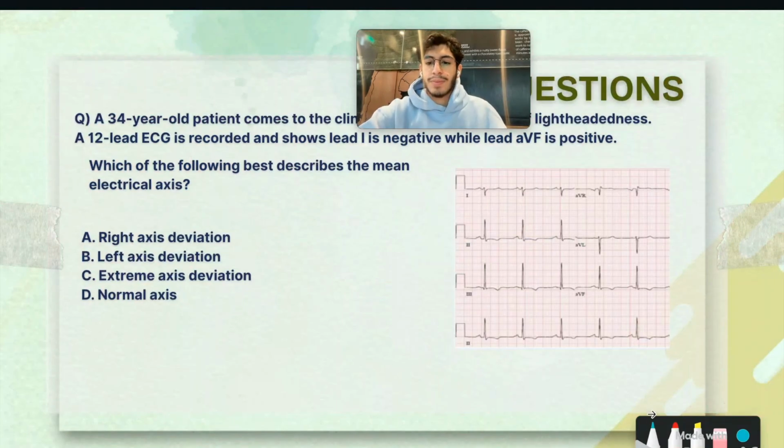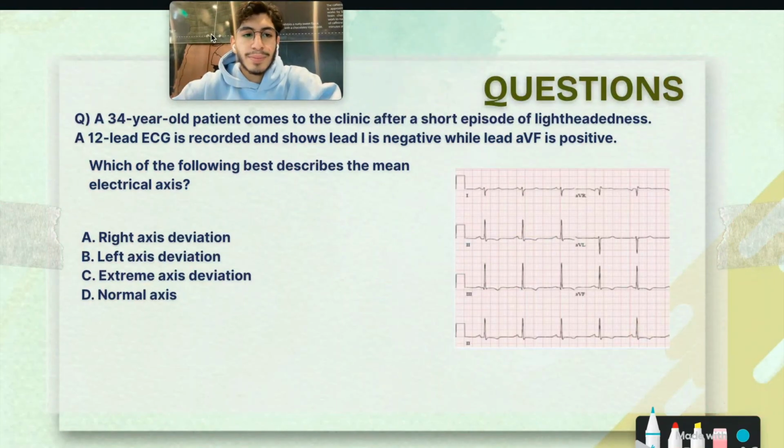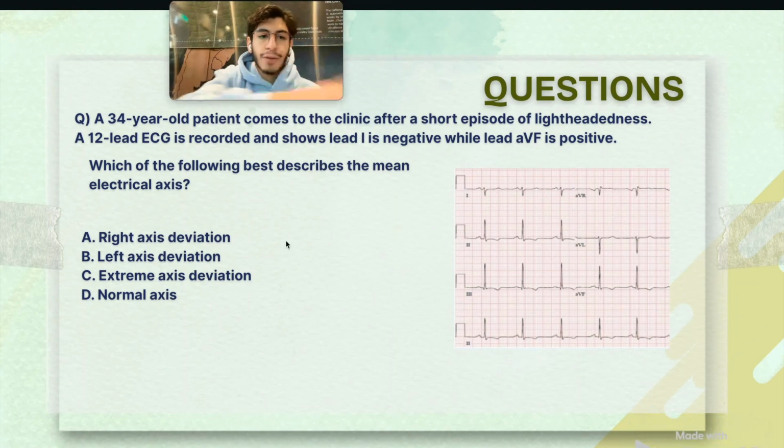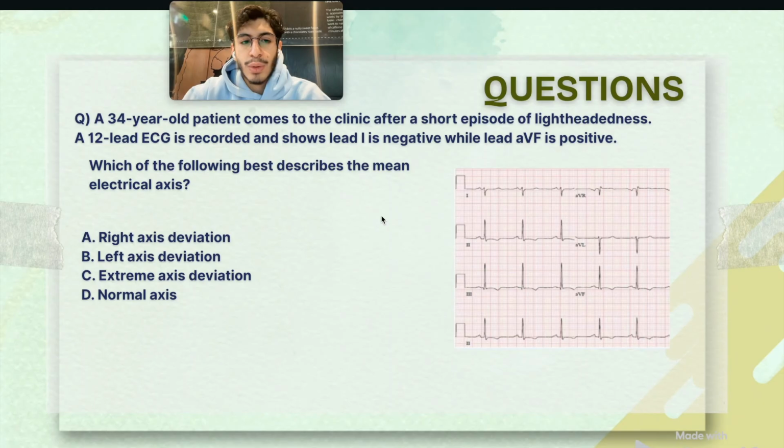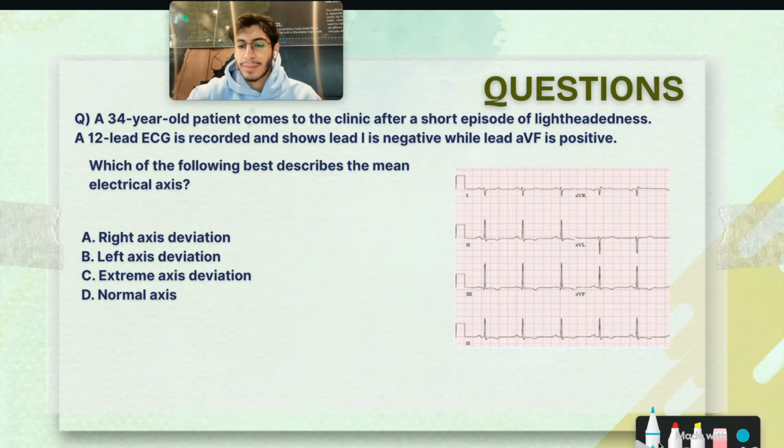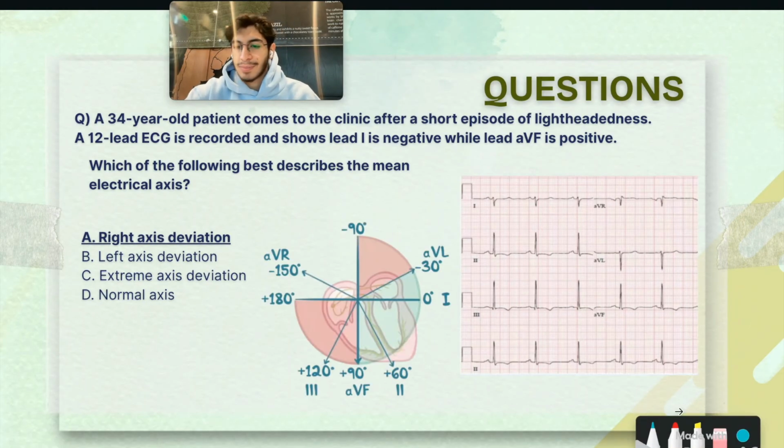Let's look at another question, an ECG question now. A 34-year-old patient comes to the clinic after a short episode of lightheadedness. A 12-lead ECG is recorded and shows lead 2 is negative while lead AVF is positive. Which of the following best describes the mean electrical axis? I'll give you a second to solve it really quickly. Let's talk about it.